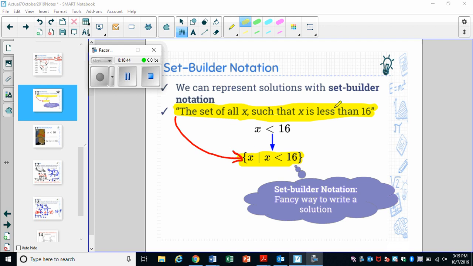So I highlighted this second sentence along with this set builder notation expression, just so we are aware of the relationship between the two.